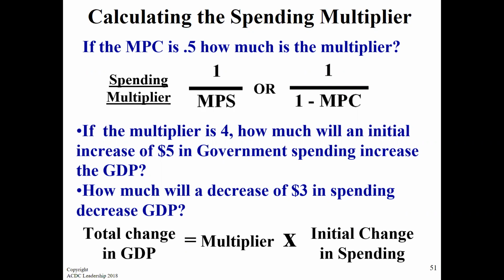So how much will it decrease, John, if spending decreases by 3? It's the multiplier, so 4 times -3. That would just be -12. So GDP would decrease by 12. Good job, John.